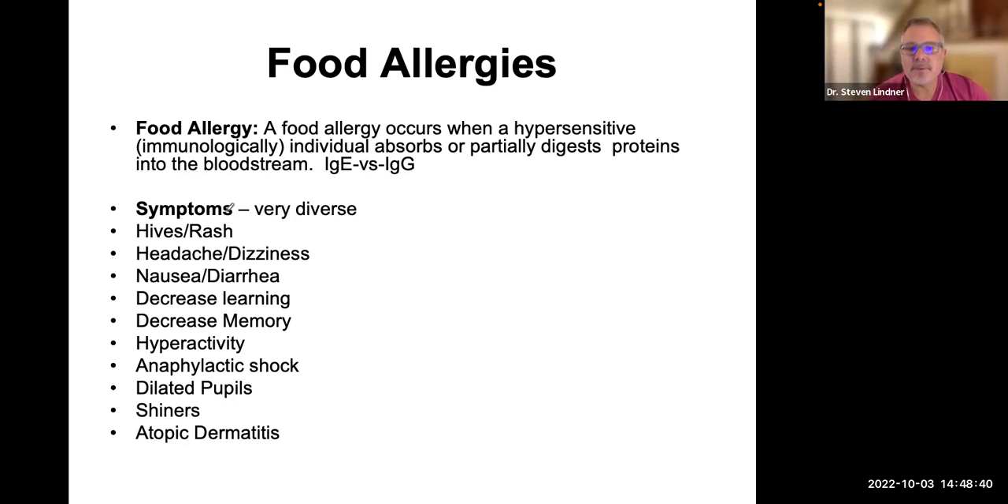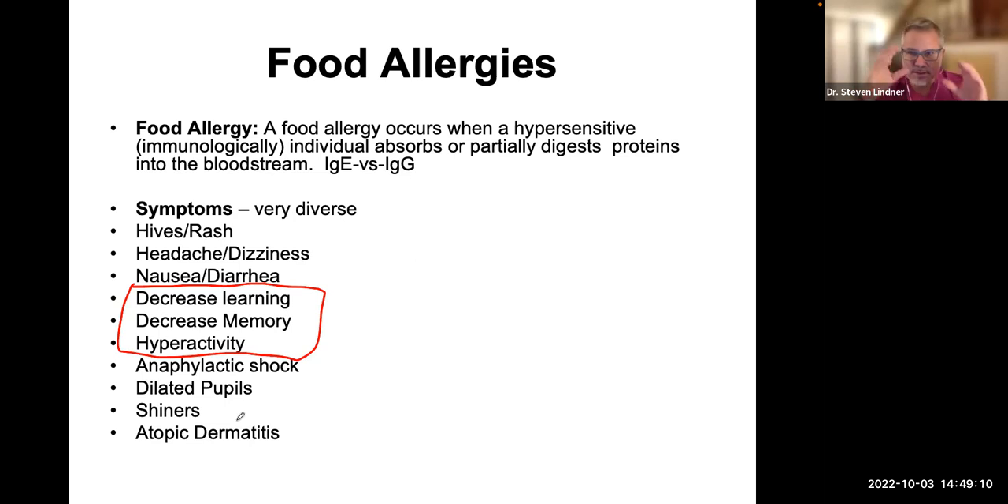So the symptoms of allergies are pretty diverse. You can get a rash, hives, headaches, dizziness, nausea, decreased ability to learn, decreased memory, hyperactivity. In fact, if you just look at these, this can be commonly mistaken as ADD or ADHD. There could be an anaphylactic shock where the tongue swells and the throat closes up. There could be dilated pupils.